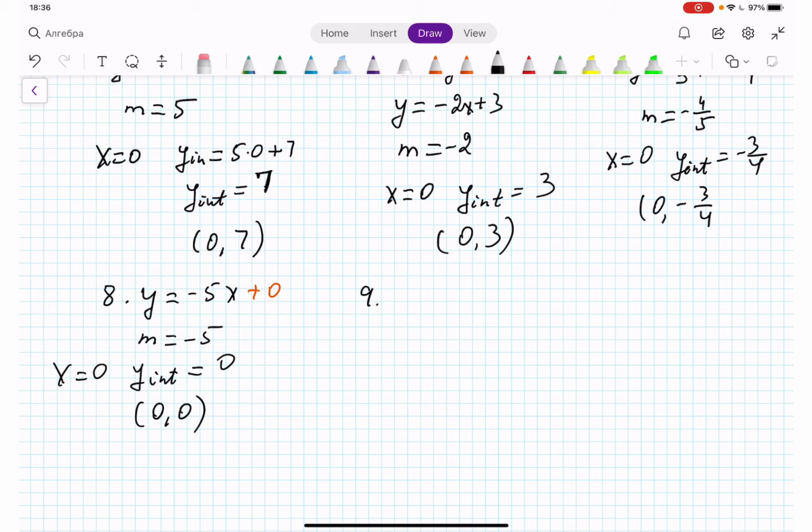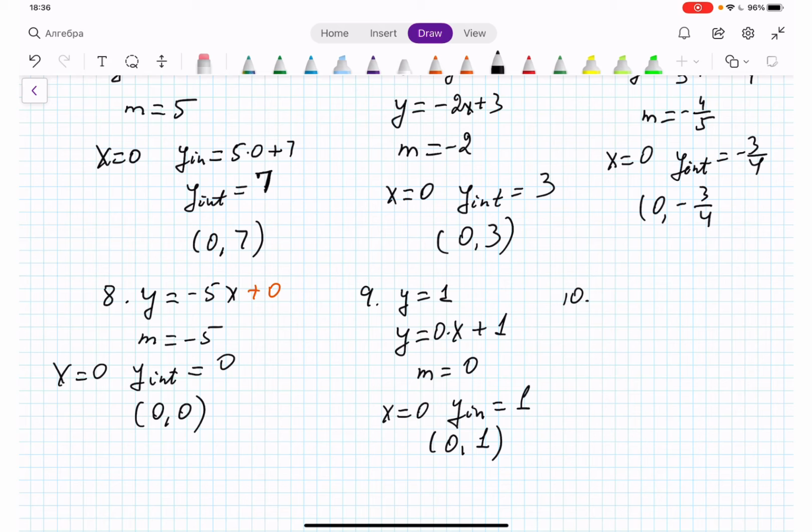Question number 9. y is equal to 1, or I can represent it as y is equal to 0 times x plus 1, right? Which means the slope is going to be equal to 0, and the y-intercept is equal to 1. Number 10, (0, 1) here.